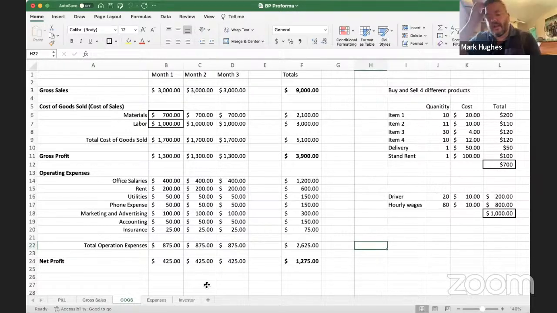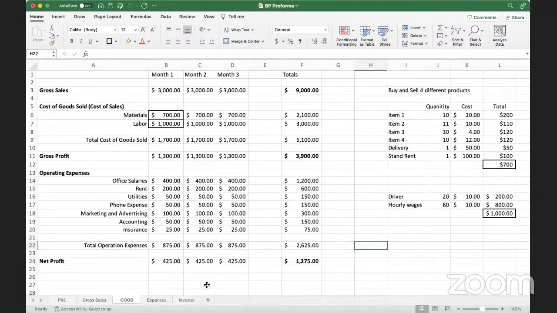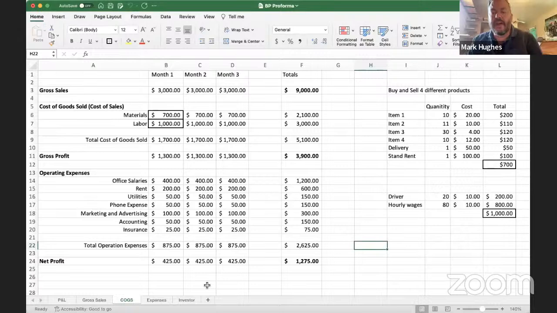And all of this is the total of what it cost to buy the materials, go pick them up, and then sell them. Anything that is part of buying the product, getting it, delivering it, and selling it goes here.